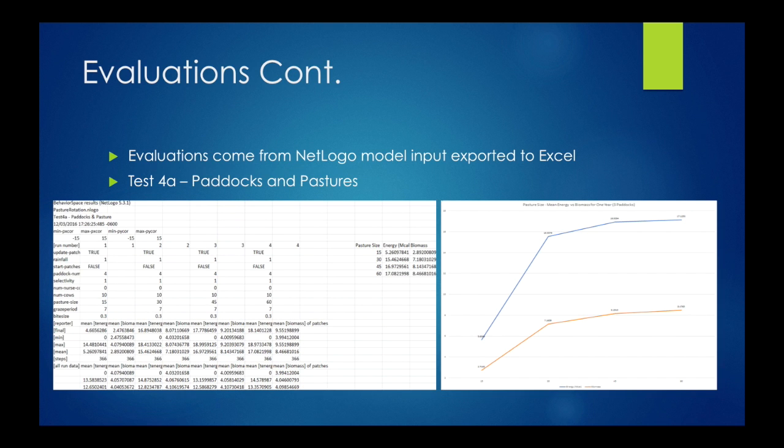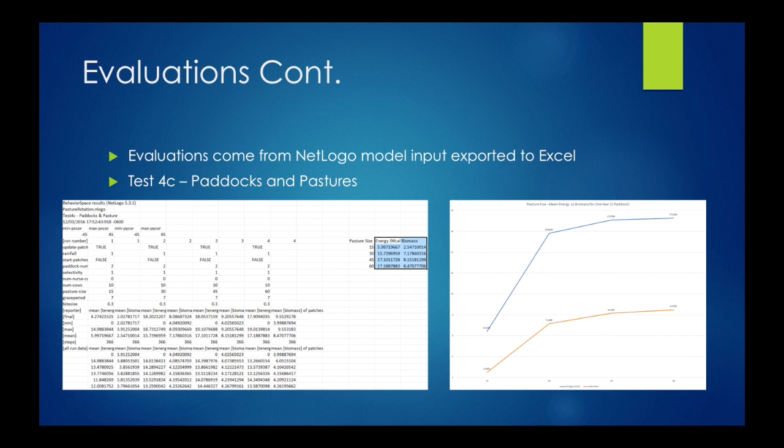Test 4A, another one coming from NetLogo exported to Excel, looks at paddocks and pastures. And we have charts here to evaluate mean energy versus biomass for 1 year in regards to having 3 paddocks, so pasture size. Test 4C again looked at paddocks and pastures. Just a few different variables toggled for this one, so we just wanted to see how it could change the outputs.